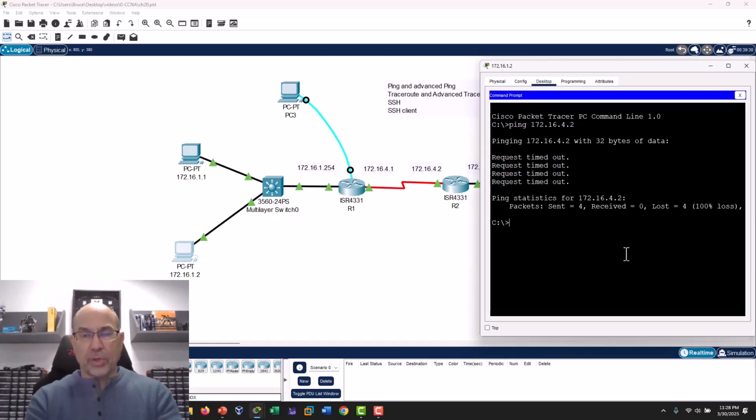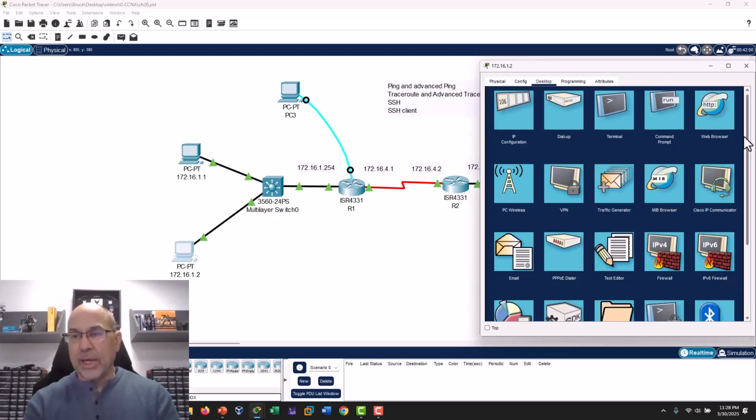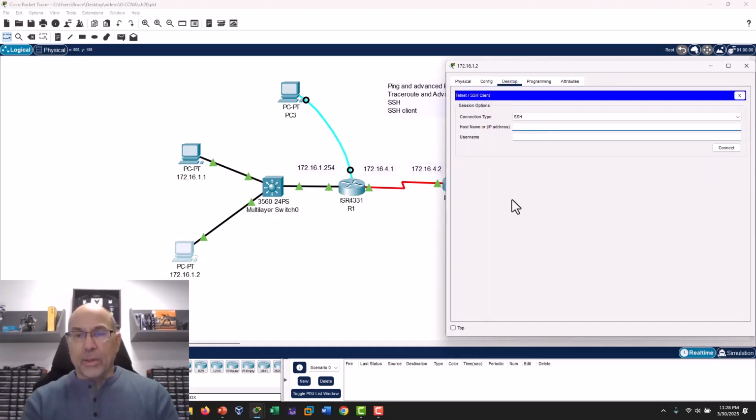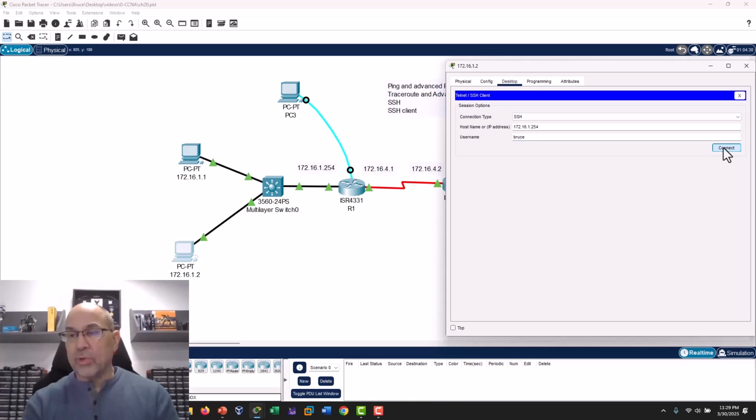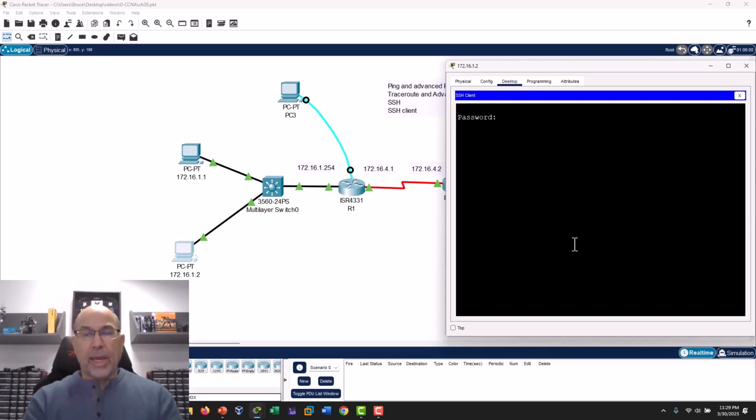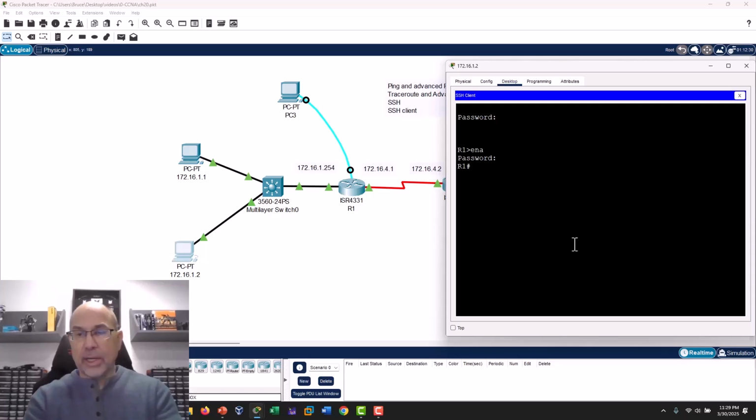So what I'm going to do is close this, and I'm going to use the SSH client. I'm going to SSH to 172.16.1.254, and I'm going to use the username Bruce, which is the one you saw that I had set up. And this will be the password that I have for that account. Now I have the enable password, which was "hi there", I think.